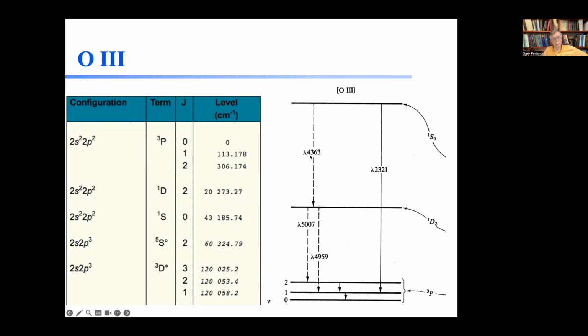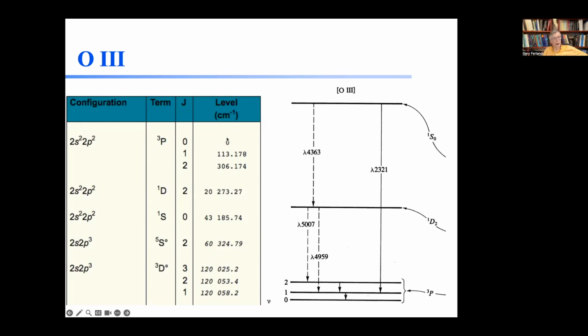This is the other way of representing this. It's not drawn to scale, but here those three levels are down here. These make the very famous 52 and 88 micron lines in the mid-IR. Next level up is this one, shown here schematically. And this level cascading down here makes the two very strongest lines. Then up one more is 1S, way up here. And this makes very faint lines, which can be used to measure temperature. So this is an important spectroscopic diagnostic.